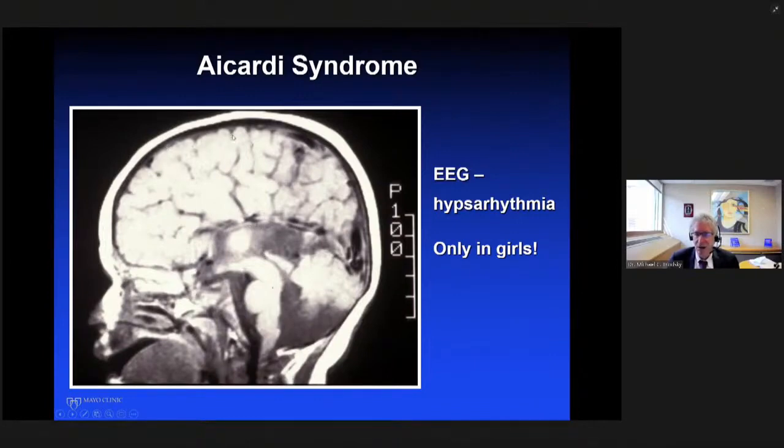They have pachygyria, polymicrogyria. And because they have no corpus callosum, if you do an EEG, you get hypsarrhythmia where the two sides are going out of sync with each other. So there's no coordination. And it's only in girls. It has a bad neurodevelopmental prognosis. And in a few cases, it's thought to be X-linked lethal. But a few cases have been described with mutations on chromosome 3.